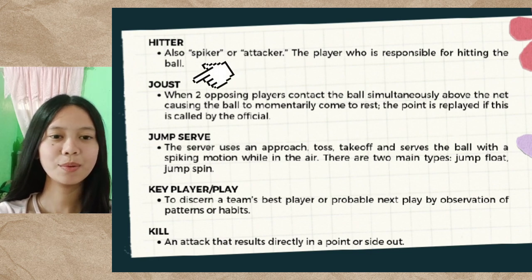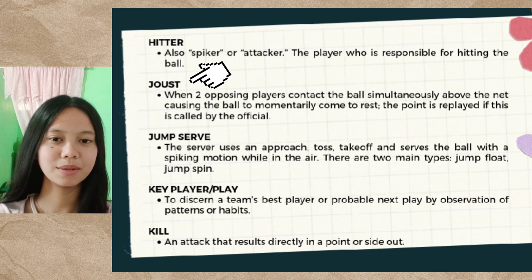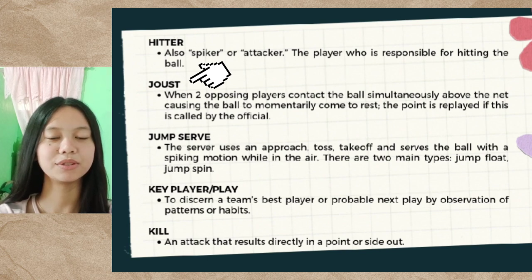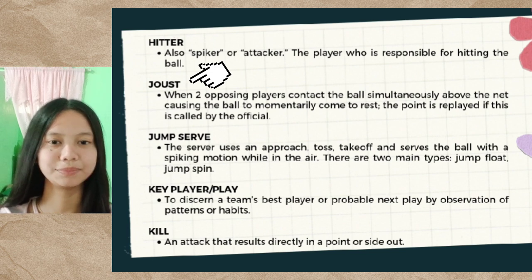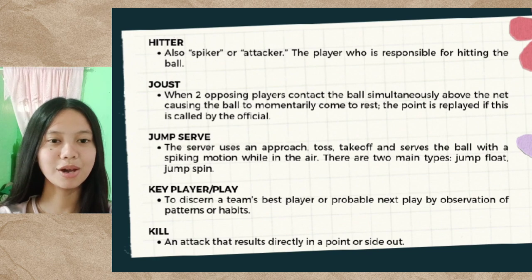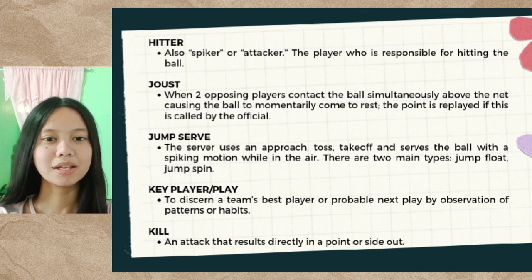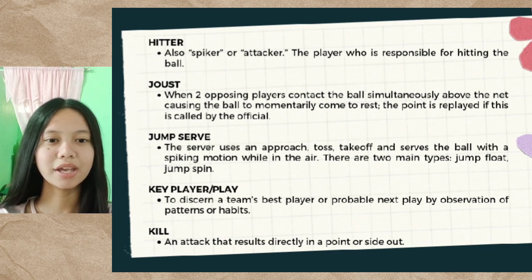Joust. When 2 opposing players contact the ball simultaneously above the net, causing the ball to momentarily come to rest. The point is replayed if it is called by the official. So, a joust requires that both players contact the ball at the same time and that it stalls between their hands. Jousting in volleyball should happen when the ball would land over the center line of the net, where each side could technically play the ball.